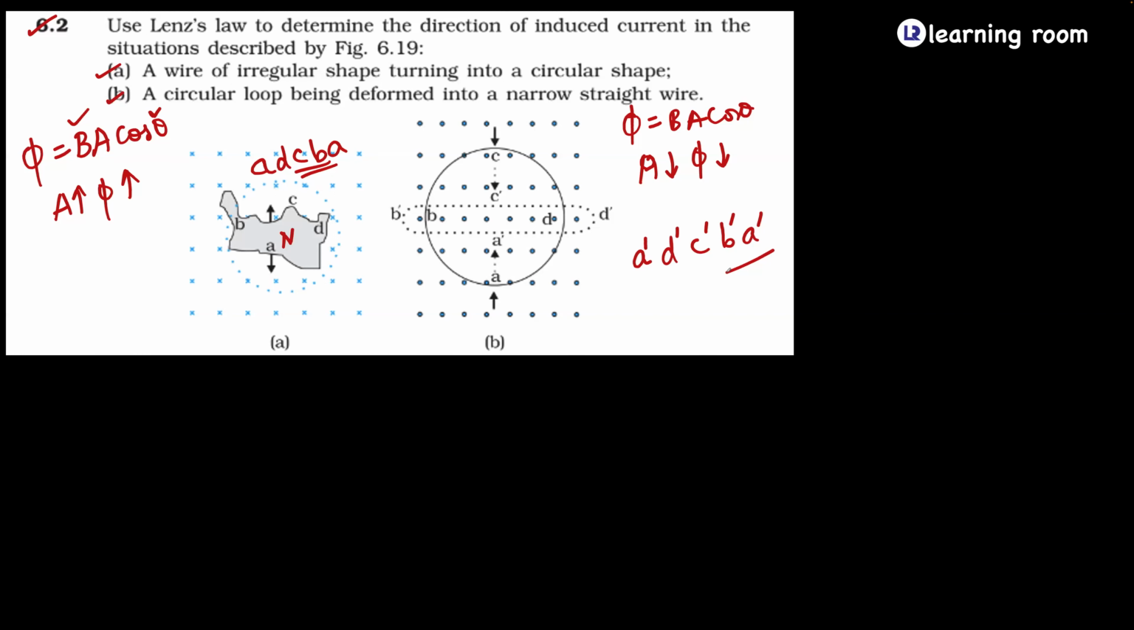Am I clear with it? So is that the answer given at the back? AD, CB, A or A dash? I hope you guys could understand, right?